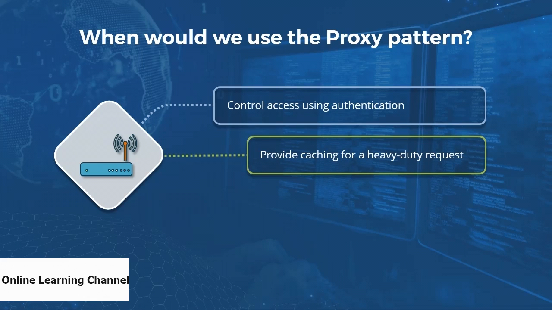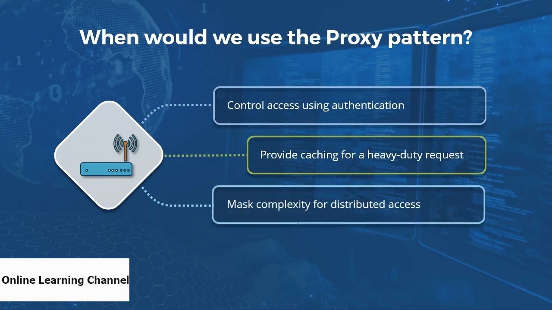Another situation where you might choose to use a proxy is to mask the complexity for distributed access. Let's say your database is not on a single machine, but it's a distributed database across a cluster of machines. Now, you don't want to expose this complexity to your clients, so you'll have all of the client requests flow through a proxy which will take care of sending the request to the right node in the cluster. Thus, using the proxy pattern, the distributed nature of your database processing is completely masked from your clients.